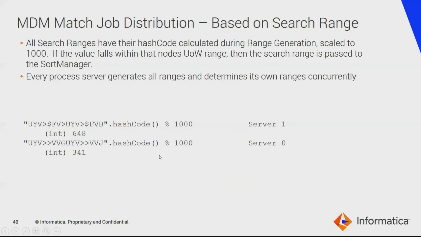Now, keep in mind, this is not done by a master process, right? This is done by every process server concurrently that is performing the match job. Each process server is generating all of the ranges, but then each process server is applying this hash evaluation to determine whether that range should be packaged into a RangerNode and whether we should perform matching on it. And so that's the method that we've taken for distribution. So we don't guarantee 100% equal distribution of ranges. It's based on this hashing we do.